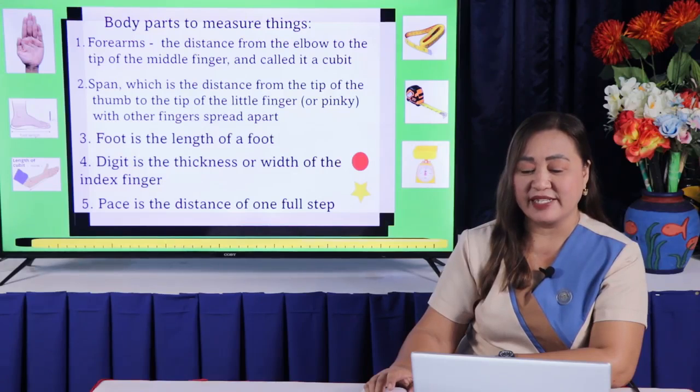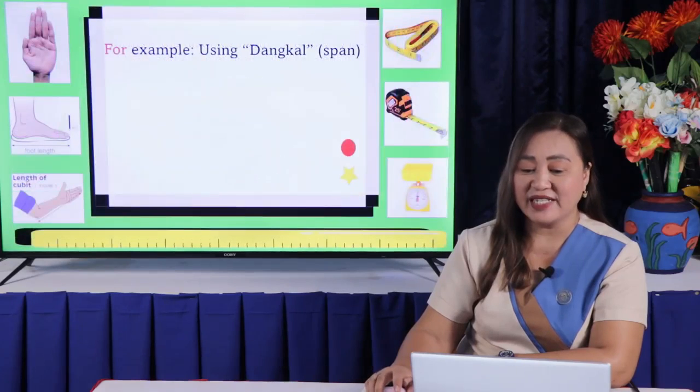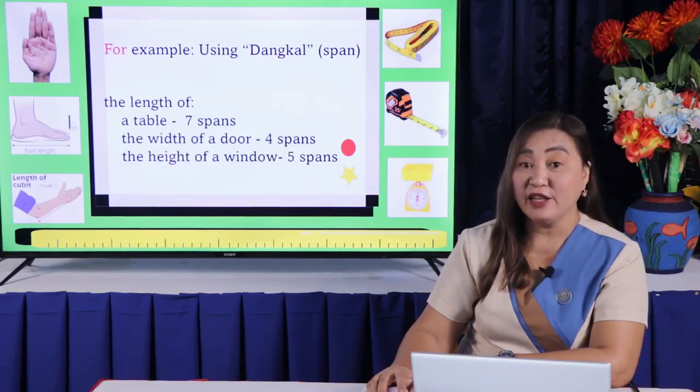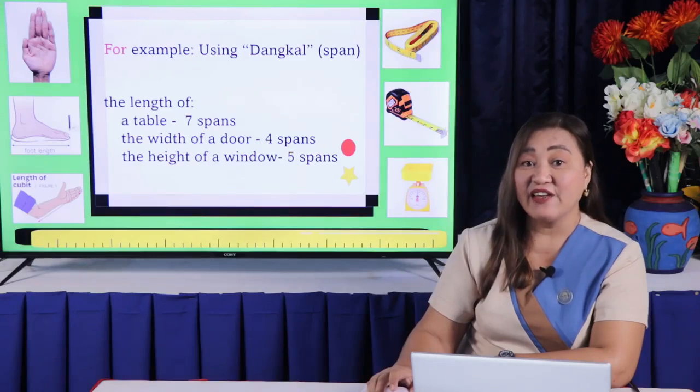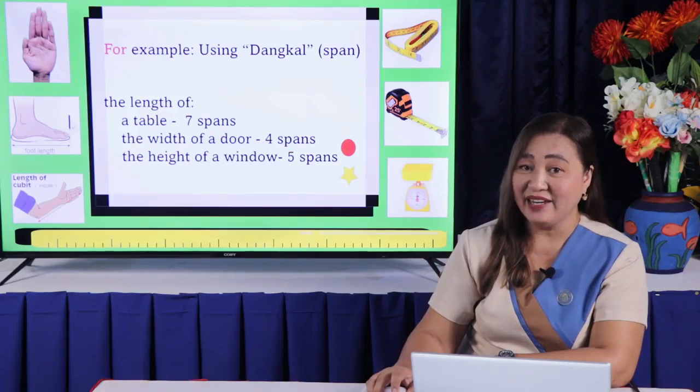These units of measurement are called the non-standard units of measurement. For example, using the cubit or span as the unit of measurement, the length of the table measures 7 spans. The width of a door measures 4 spans. And the height of a window measures 5 spans. Using this measurement had a disadvantage. Why? Because not everyone has the same forearm length.